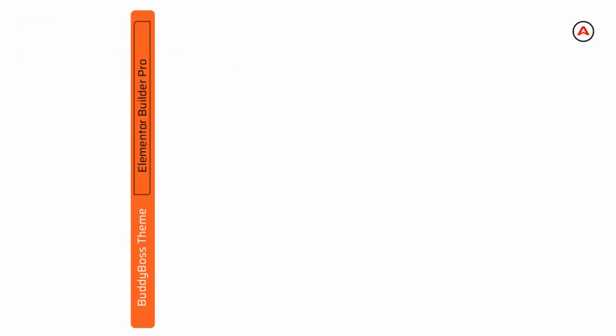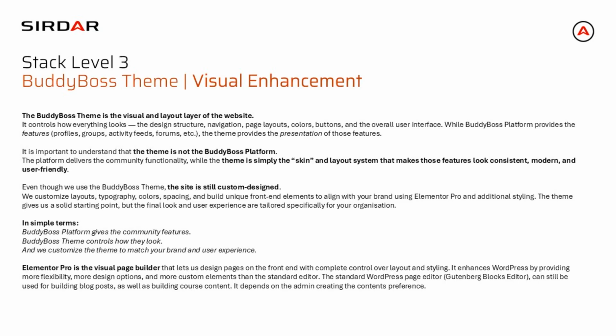The orange stack represents the BuddyBoss theme, which is the visual and layout layer of the website. While the BuddyBoss platform provides the features like profiles, groups, forums, and activity feeds, the theme controls how everything looks. It manages the overall design, colors, page layouts, navigation, and user interface. It's important to understand that the theme is not the platform. The platform gives the functionality, and the theme gives the appearance.